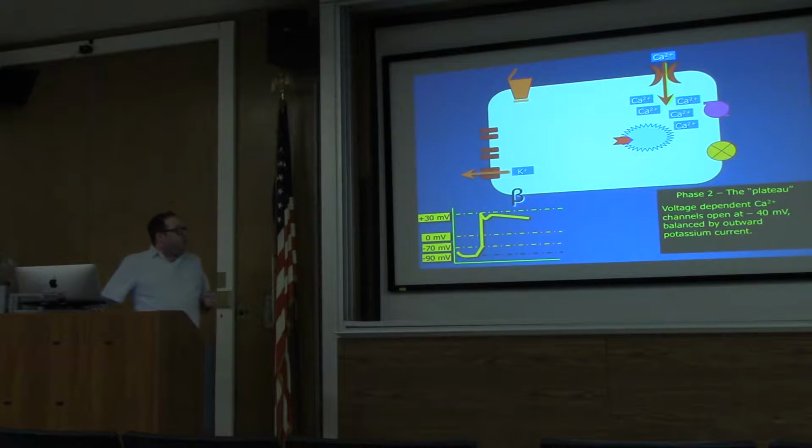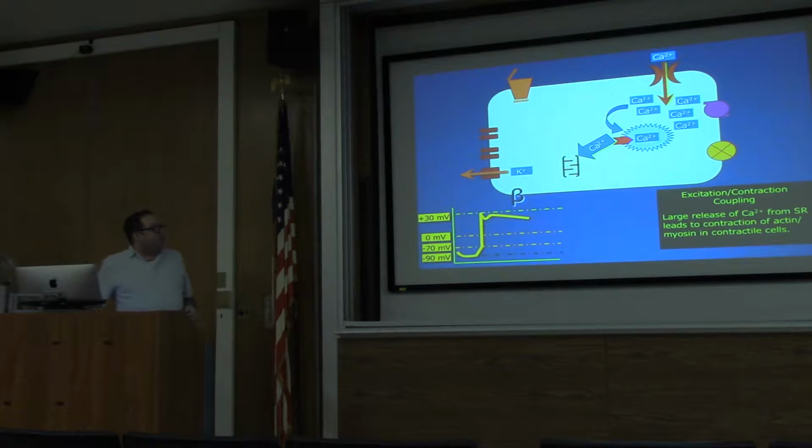Then in phase 2, the calcium channel is open, and you have a balance of calcium coming into the cell and potassium going out of the cell, which on net basically leaves that plateau. Once the calcium comes into the cell, it binds to the ryanodine receptor on the sarcoplasmic reticulum and leads to a lot of calcium efflux from the sarcoplasmic reticulum. Then calcium binds to troponin C, causes a conformation change in tropomyosin, uncovers actin-myosin binding sites, and you get contraction. That's what couples the depolarization to contraction.